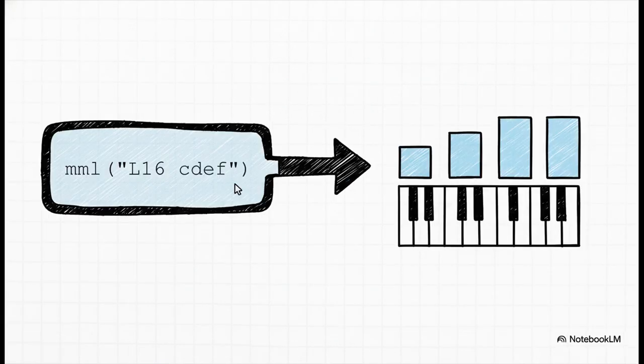And check this out. This is the perfect example of how simple it is. This one little line of code right here, MML L16CDEF, is all it takes to instantly create a musical score with four 16th notes. C, D, E, and F. It's that direct. No fuss, no complex setup, just music.